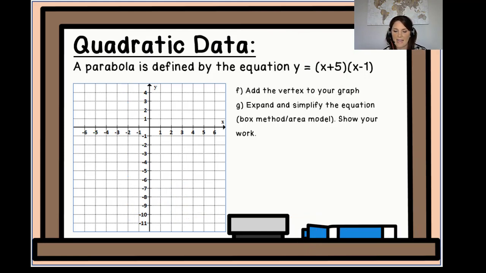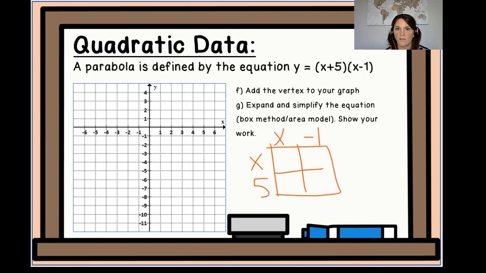Okay, part F says add the vertex to your graph. So we've already done that. Part G, expand and simplify the equation. We're going to use the box area model and show our work. So we have our nice little box here, x and then 5 on one side, and then x and then minus 1 on the other side.